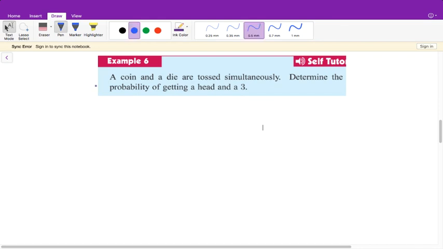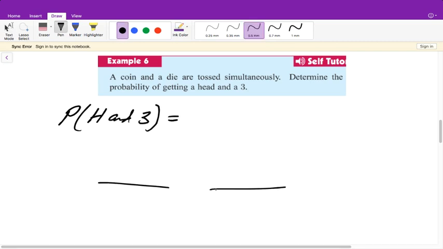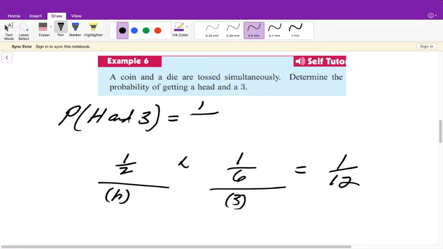All right, so for this example, a coin and a die are tossed simultaneously. Determine the probability of getting a heads and a 3. Same thing, a coin and a die can never affect each other. They're independent. So the probability of a heads and a 3 is equal to, well, we will create 2 lines because there's 2 events happening. We want a heads and we want a 3. Well, what's the odds of flipping a heads? 1 out of 2. What's the odds of getting a 3? 1 out of 6. Multiply them together. That means it is 1 out of 12.